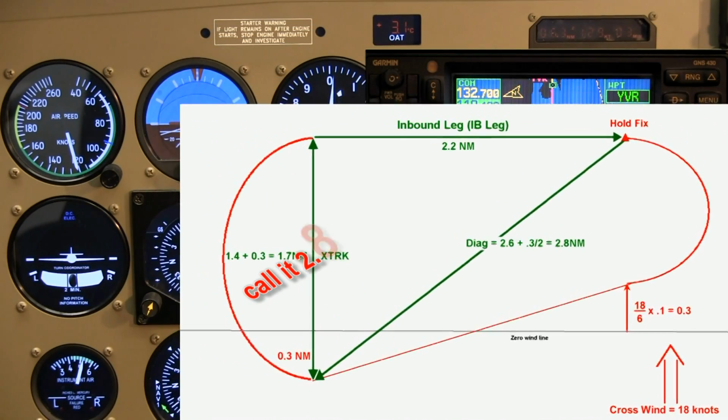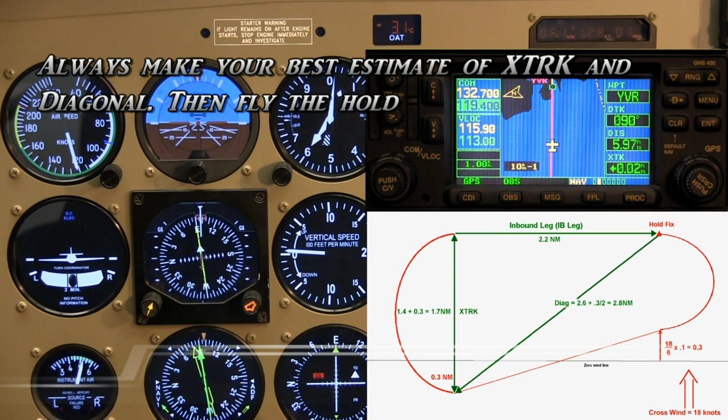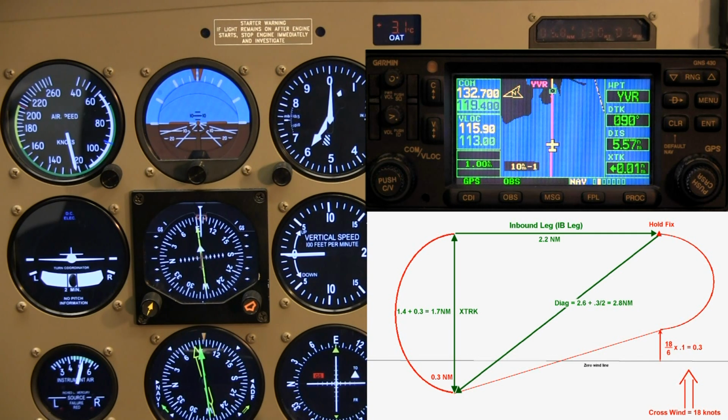Before we give this a try, let me emphasize that the numbers you come up with when you estimate cross-track and diagonal distance for a hold are supposed to be a starting point. When you actually fly the hold, you can reduce or increase them as needed to perfect your hold pattern. Okay, ready to give it a try?